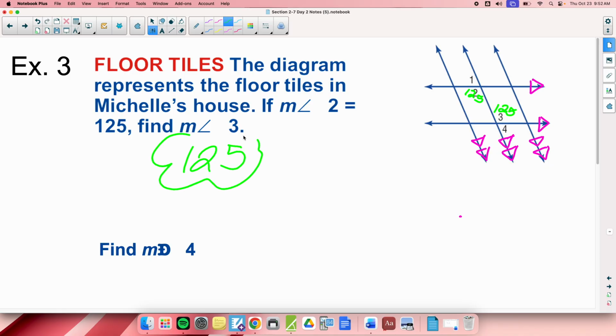Then the next one, this just copied weird, but the measure of angle 4 is what that is asking for. So what do you guys think angle 4 would be? Yeah, because these form a line, right? They would add up to 180. So if that's 125, this is 55. Very good.